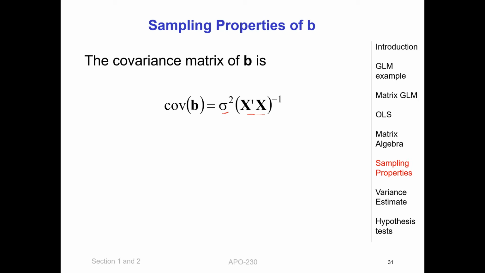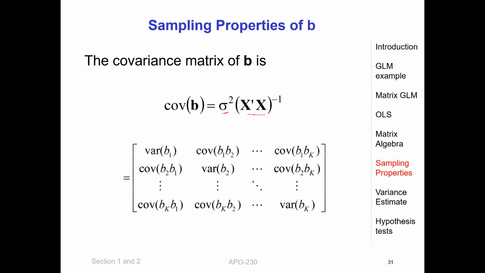Then you may already have an impression of what the variance covariance matrix looks like, right? It has the variance of each coefficient, B1, B2, until Bk, on the main diagonal. And off the diagonal are the covariances between different B's, and they are symmetric around the main diagonal. That we have learned already.